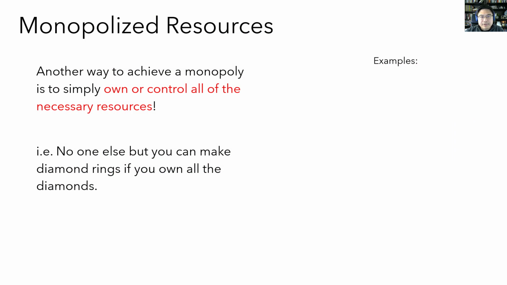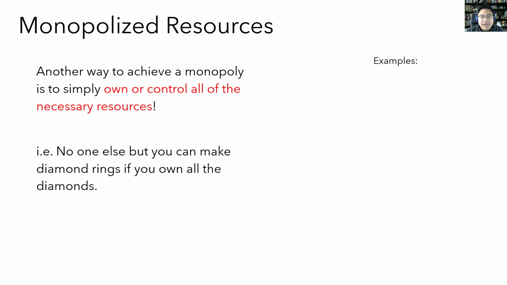Our third barrier to entry is what's called monopolized resources. This isn't a natural barrier in the sense that it arises from the nature of the product or of the industry itself, but instead, this is more of an artificial barrier which is created by people. But to put it simply, one way to have a monopoly on something is simply to own or control all of the resources necessary to make it. So for example, if you own all of the diamonds in the world, then no one else but you is going to be able to make diamond rings.